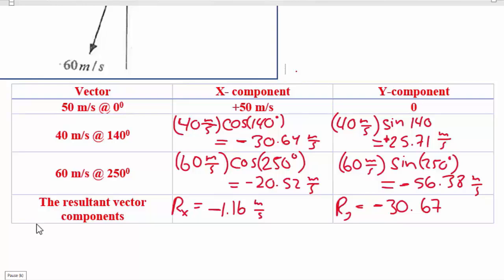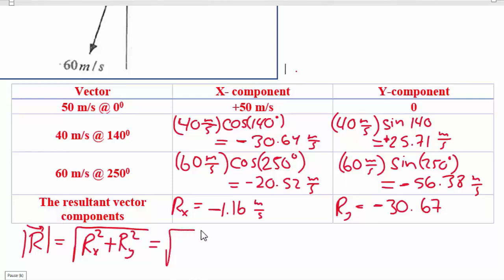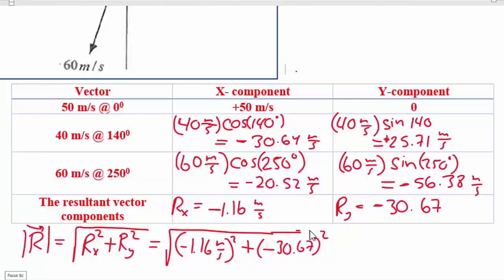So now we can go ahead and calculate the direction of the vector and the magnitude of the vector. Let's start, for example, with the magnitude. The magnitude of the resultant vector, and we'll put it in absolute value, which indicates it's a magnitude, is equal to the square root of the sum of the square of the x component added to the square of the y component. So this will be the square root of negative 1.16 meter per second squared, and of course when you square it, the negative will disappear, plus negative 30.67 squared, and I'll let you carry out the calculation here. Make sure you complete the calculation and add correctly. This will enable us to get the magnitude of the resultant vector.